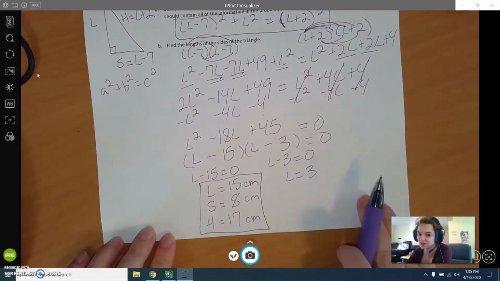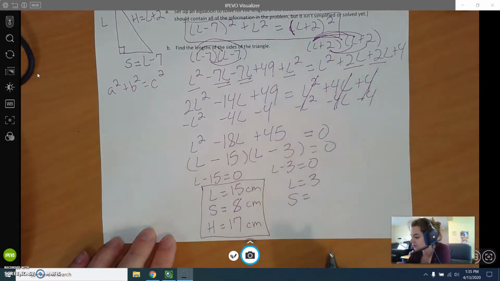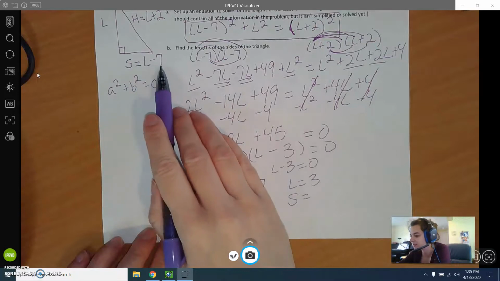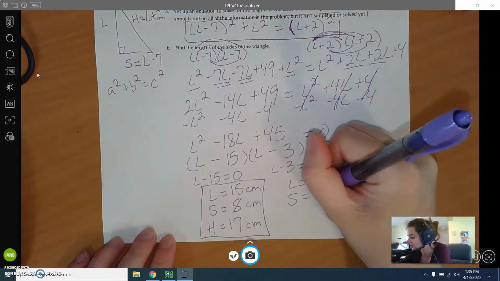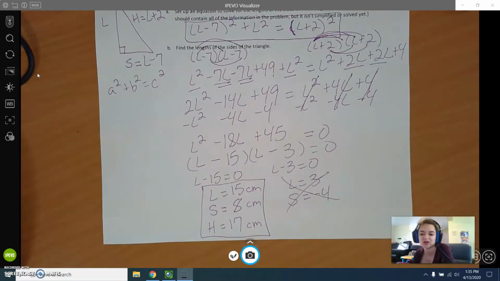Looking at our other possibility with L equals 3, that would mean that my short side would be 3 minus 7. So 3 minus 7 would be negative 4, and I cannot have a side length that is negative. So that just doesn't work. Sometimes you will get two sets of answers, that's fine. And sometimes you'll only get one, and sometimes you'll get none. So you have to check and make sure that they all work out.